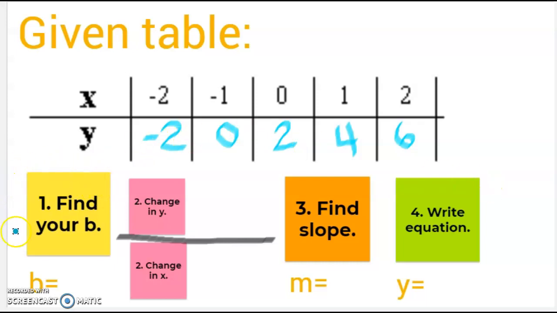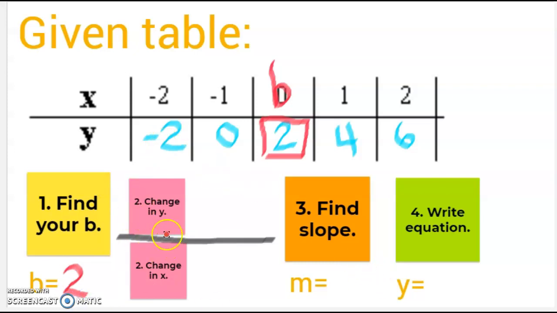So your first step when you have a table and you're writing equations is to find your B. Remember, we don't have to work anything out when we're finding our B. If we automatically find the 0 in the X column, whatever number is with it is my B. So if you have 0 as your X, 2 is your B. Next to where it says B equals, I'm going to say 2.